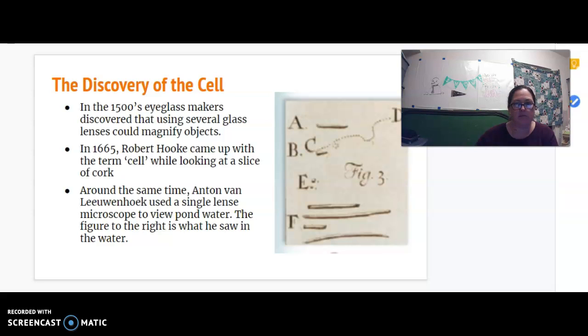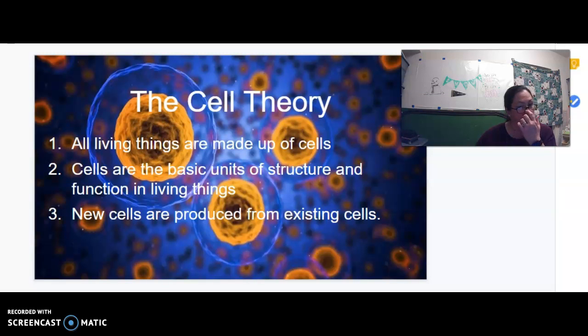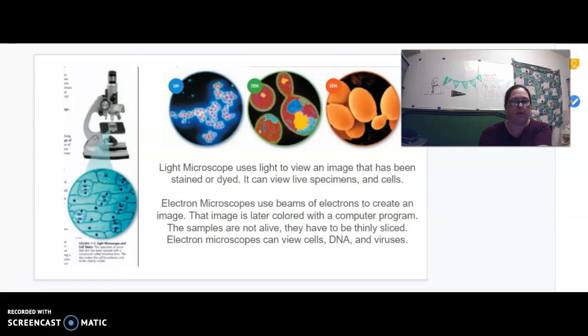Alright, and so based on everybody's research and things that they have discovered, we developed the cell theory, and there are three main components to the cell theory. All living things are made up of cells. Cells are the basic units of structure and function in living things, and new cells are produced from existing cells. Later we'll get into cell division, mitosis and meiosis, and how they actually do that. Alright, so let's talk about microscopes.